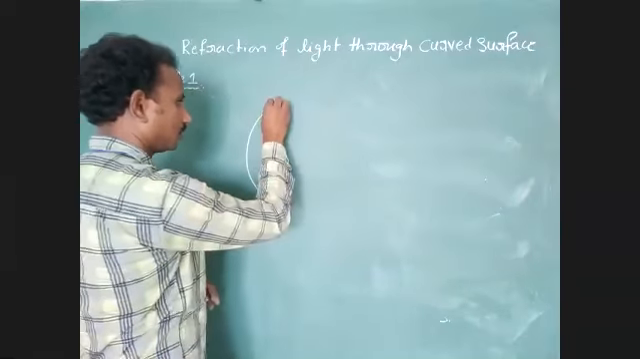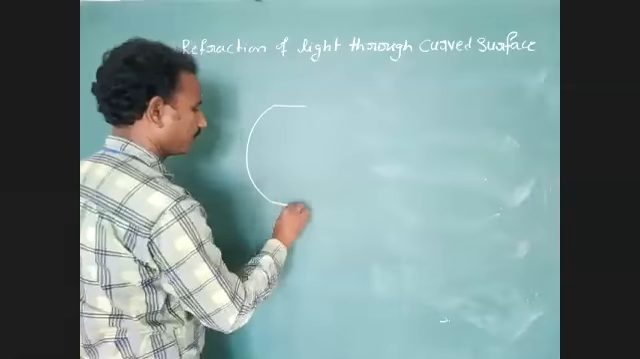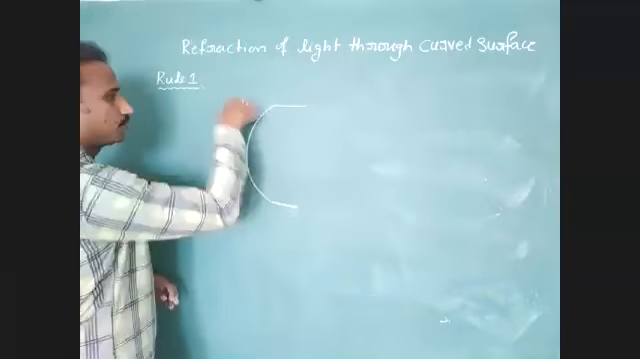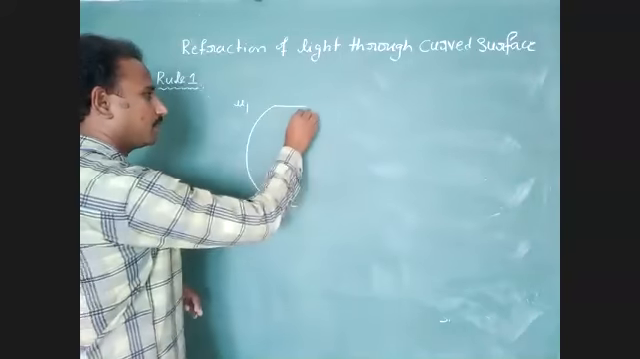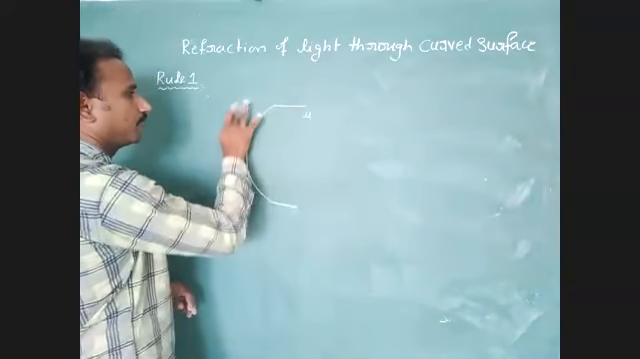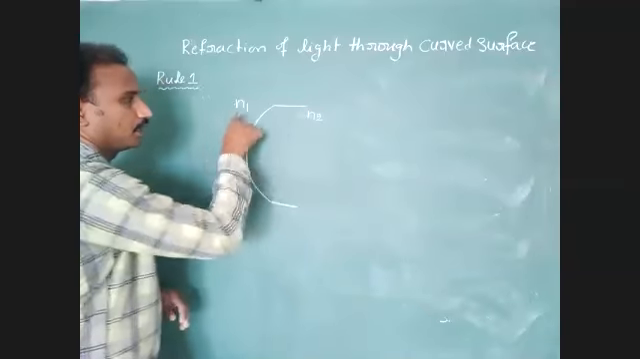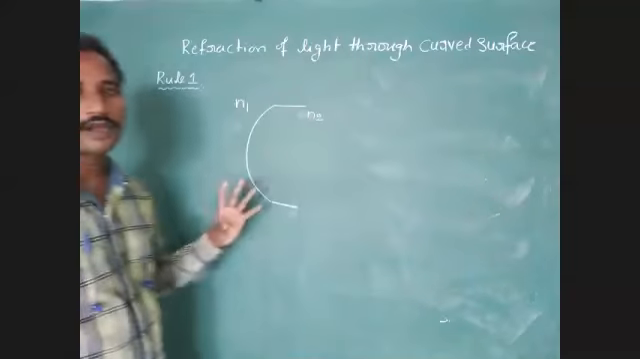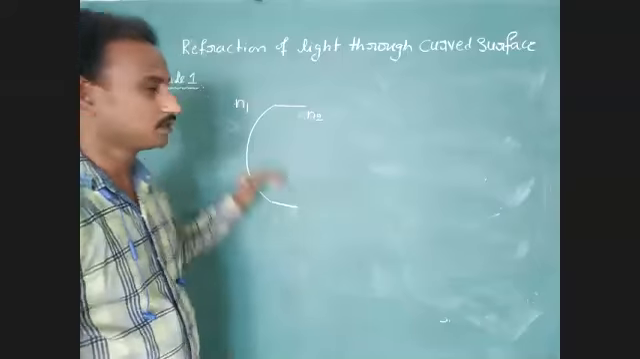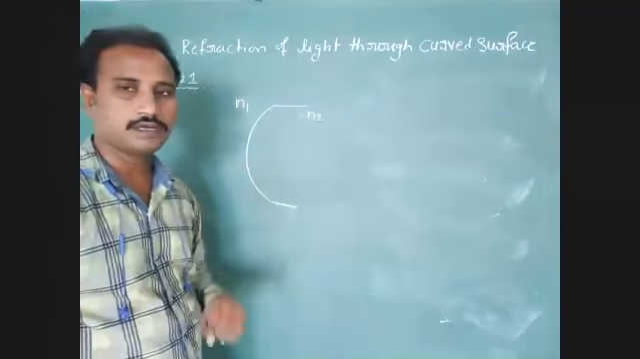Here is a convex curved surface separating two mediums. First medium mu1, second medium mu2. We have to consider N1 for the first medium and N2 for the second medium. N1, N2 represent the refractive indices of the two mediums.